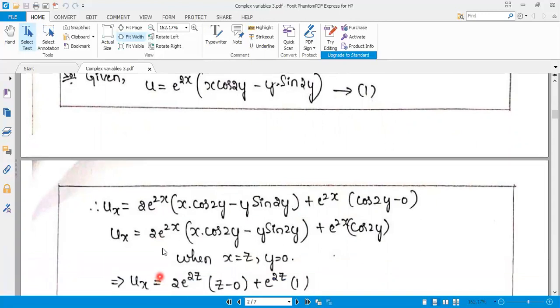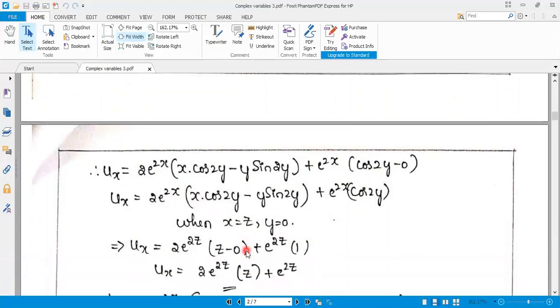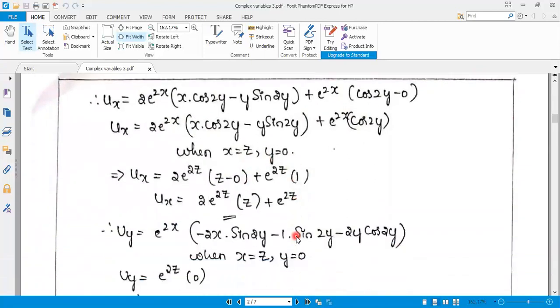Now after simplification, e power 2x is common. You can take it outside. So this will be e power 2x times 2 into x cos 2y minus y sin 2y plus cos 2y. Now put x equals z, y equals 0. So we obtain 2 e power 2z into z plus e power 2z.